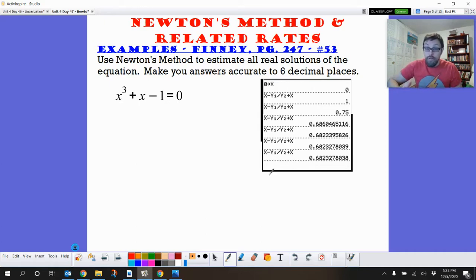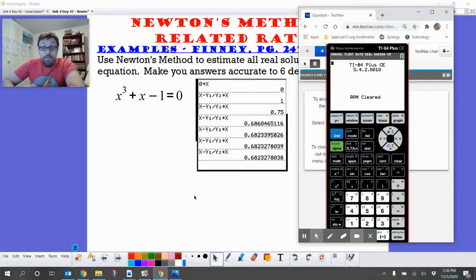I'm going to show you how to do this on the calculator. Sorry for the momentary switch around. I wanted to get my calculator ready. So what I need to do is I first want to put this into my y equals area.